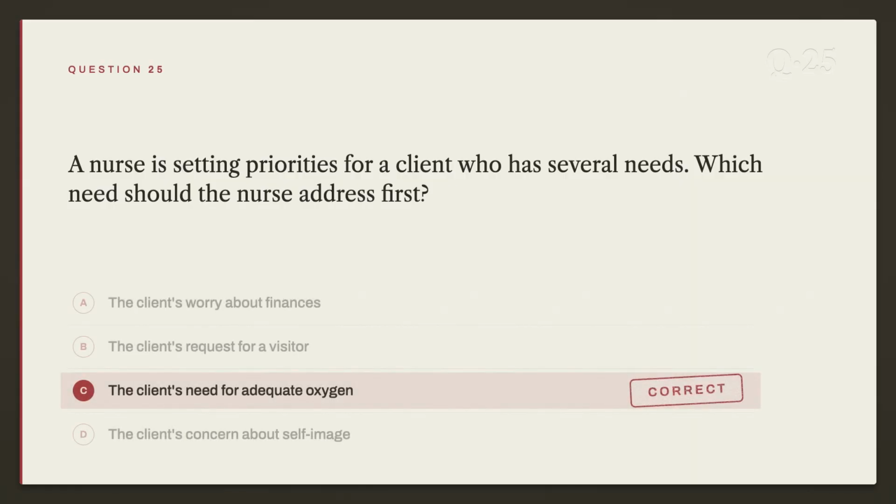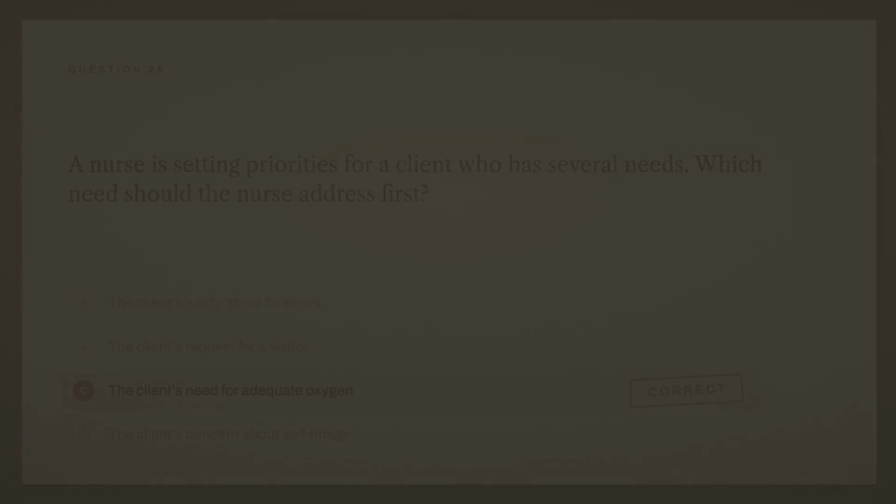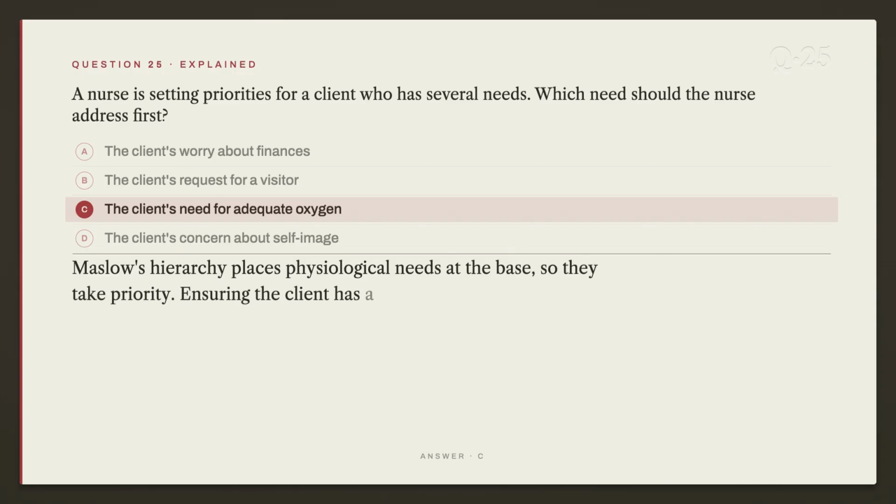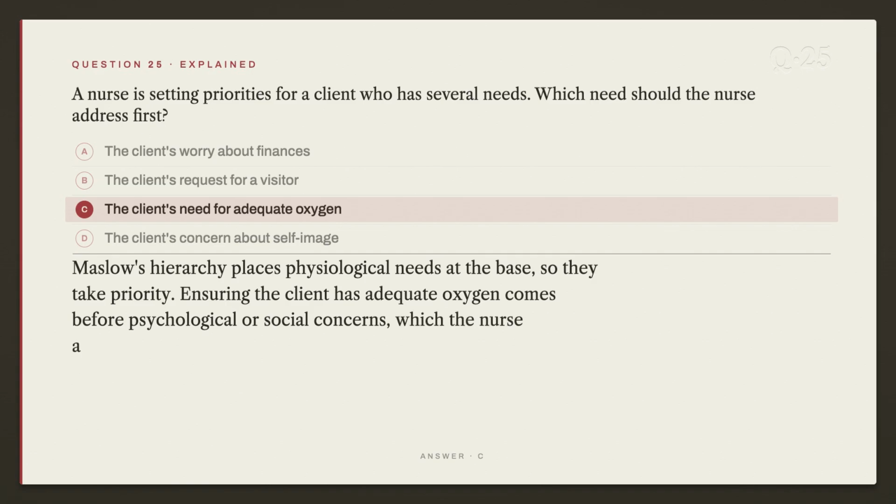The correct answer is C. The client's need for adequate oxygen. C is correct because Maslow's hierarchy places physiological needs at the base, so they take priority. Ensuring the client has adequate oxygen comes before psychological or social concerns, which the nurse addresses afterward.